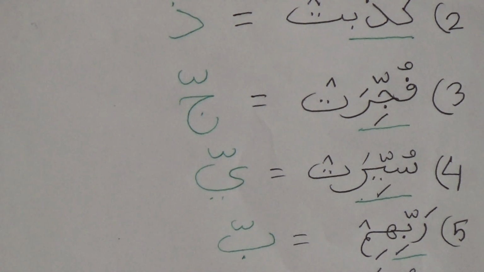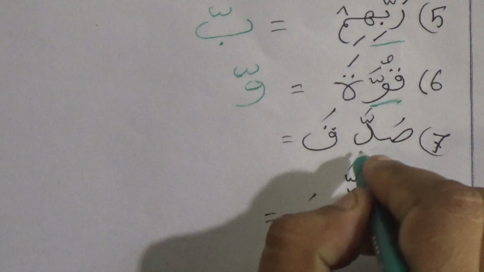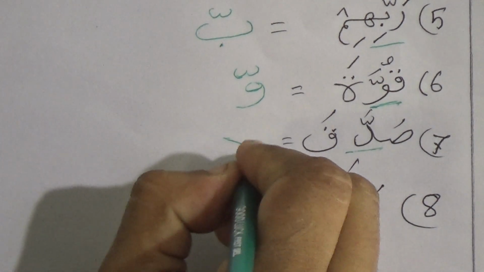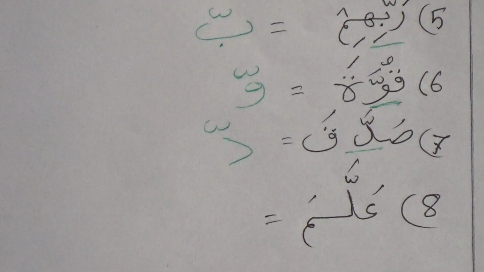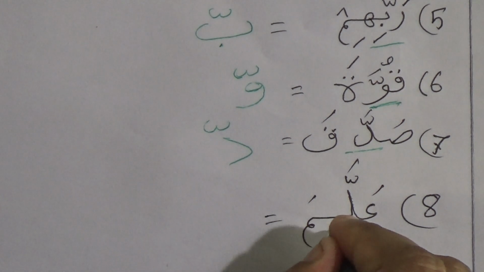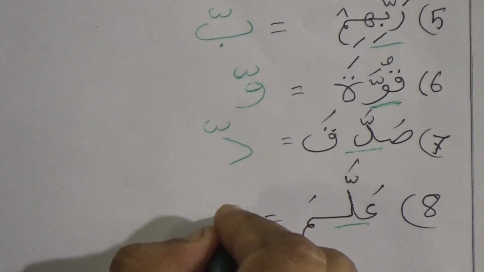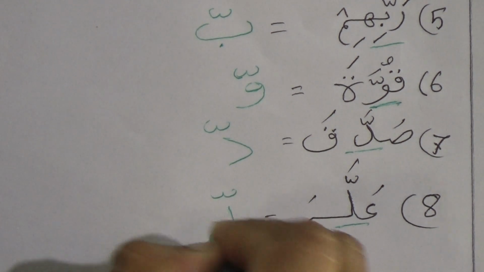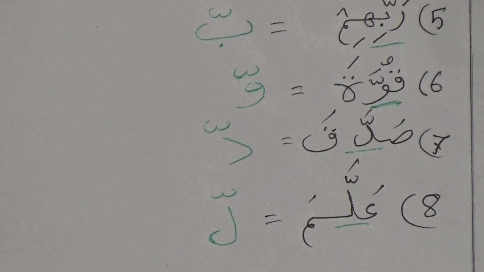Now my dear students, number 7 Arabic word is saddaqa. Saddaqa. Here dal has taken Tashdeed. Now I am writing dal and Tashdeed. Now my dear students, our number 8 and last Arabic word is allama. Allama. Here lam has taken Tashdeed. Now I am writing lam and Tashdeed.